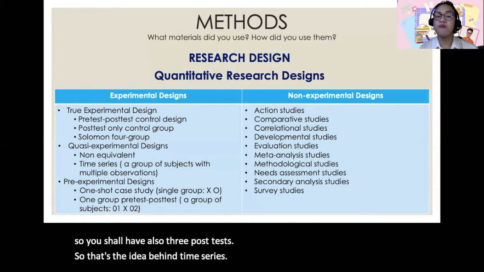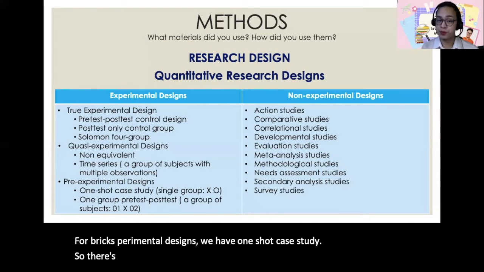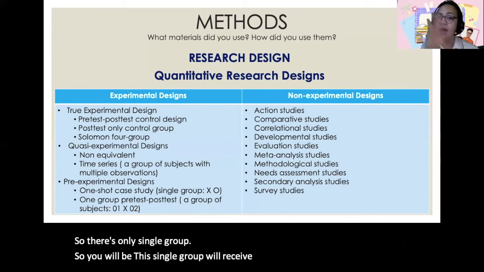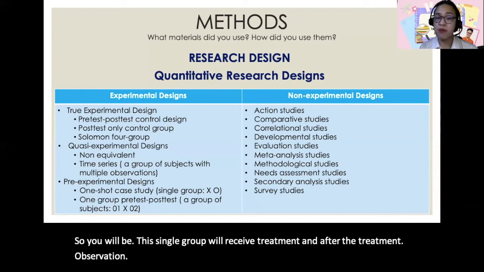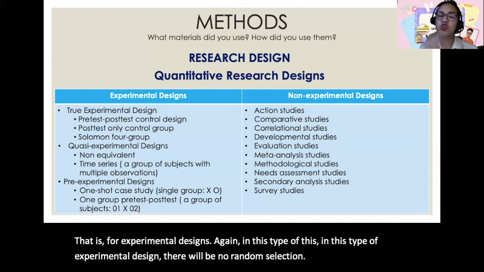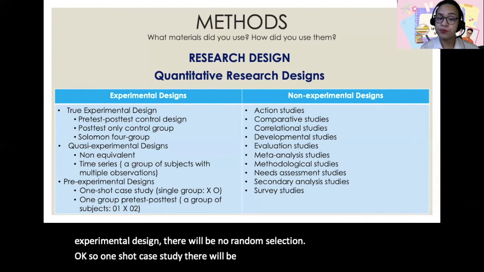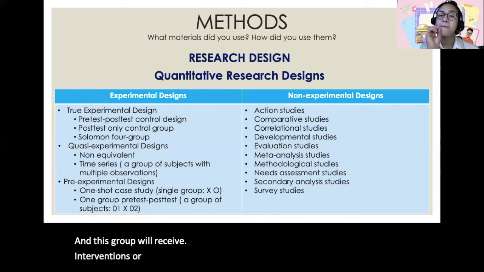Now, for pre-experimental designs, we have one-shot case study. So there's only single group. This single group will receive treatment, and after the treatment, observation. That is for pre-experimental designs. Again, in this type of experimental design, there will be no random selection. Okay, so one-shot case study, there will be a single group, and this group will receive interventions or treatments and observation afterwards.